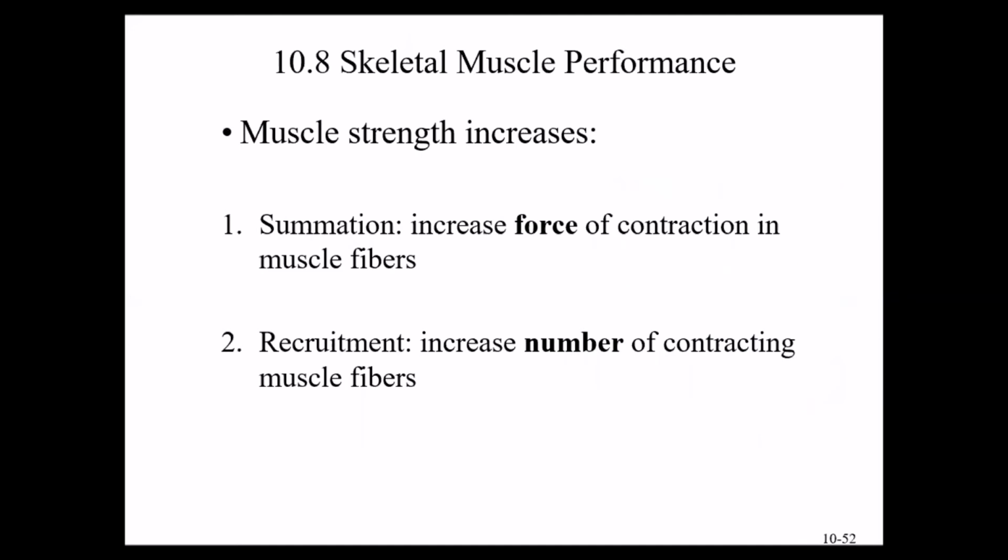Now let's talk a little bit about muscle strength. Muscle strength can increase and give you better muscle performance in really one of two ways. You can either increase how strong the muscle fiber is contracting. That's called summation. You're getting more force, more contraction force, and that's called summation. Or you can have more muscle fibers contracting at the same time, and that's a recruitment type of scenario.